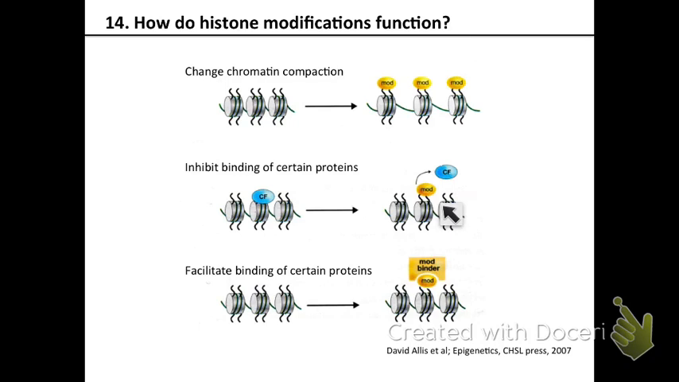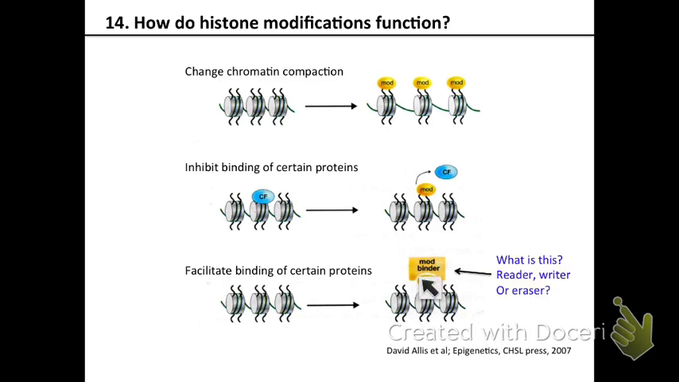You can have the opposite function, in which the modification serves as a binding site. It's kind of like a flag. It's information to this protein, the reader, to say, okay, here I am. You can come and bind and then do your job here. So it's kind of information to recruit proteins. This is what we call recruitment.